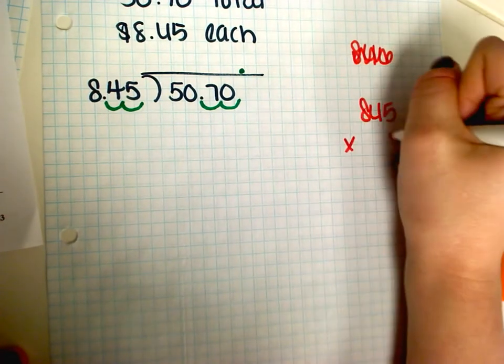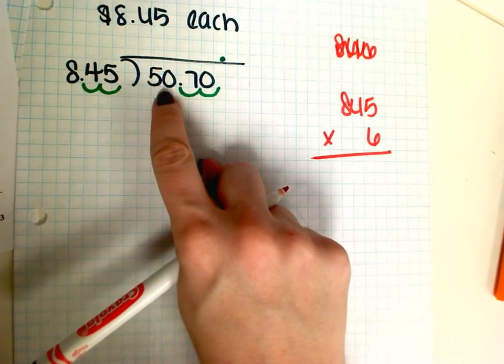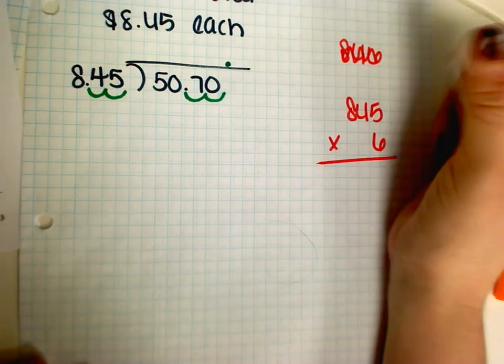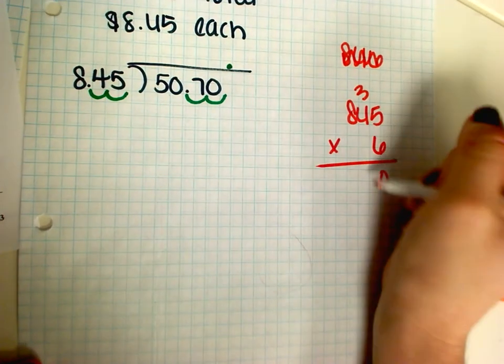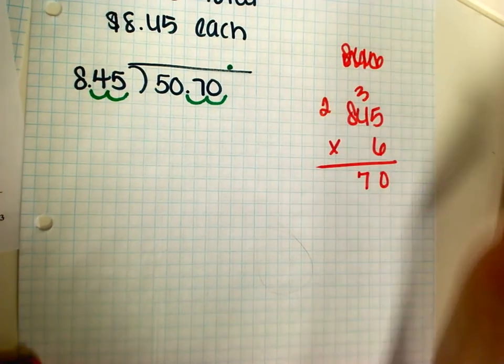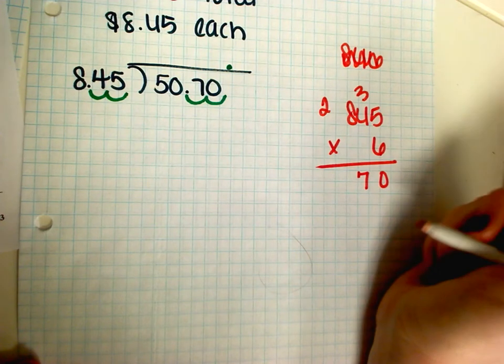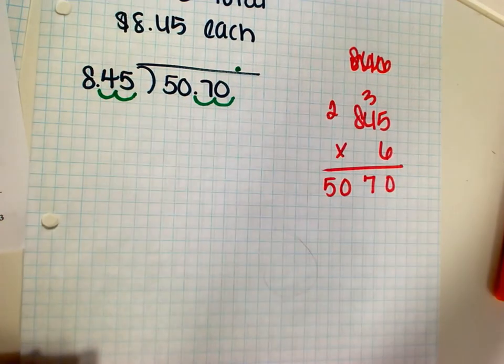845 times 6. See what we get. We're looking for something close to 5,070. 5 times 6 is 30. Put the 0 down, carry the 3. 4 times 6 is 24. Plus 3 is 27. Yes. That's right. 8 times 6 is 48. Plus 2 is 5. Oh my gosh, look at that. It is exactly this.